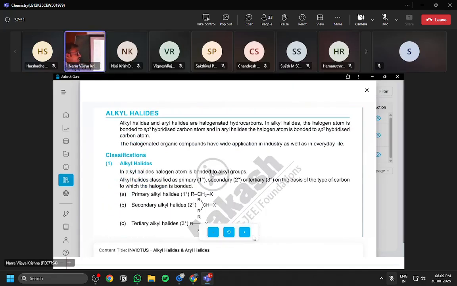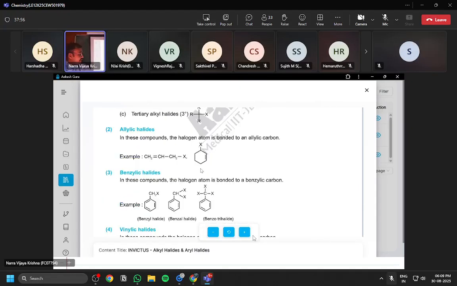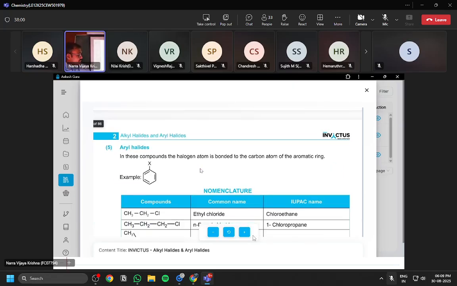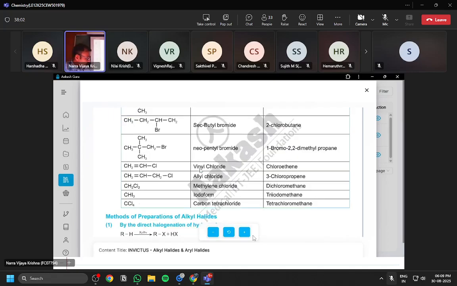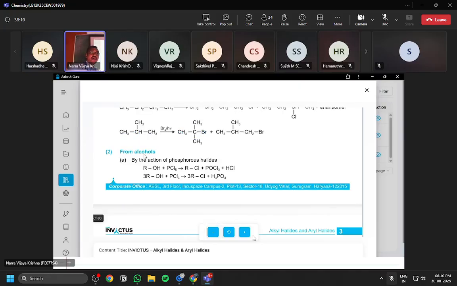So first, regarding classifications, done or not? Alkyl halides, allylic halides, benzylic halides, vinyl halides, aryl halides, nomenclature. After that, methods of preparation of alkyl halides. This is nothing but halogenation of alkanes, radical substitution mechanism, preparation of aryl halides and alkyl halides from alcohols. What is this method? Groove's method, Lucas test, identification of primary, secondary, tertiary alcohols, right?